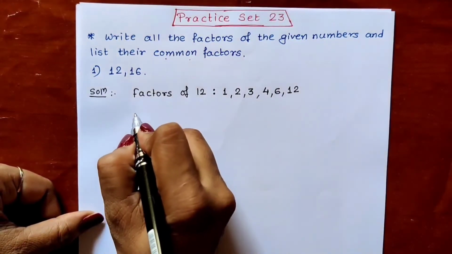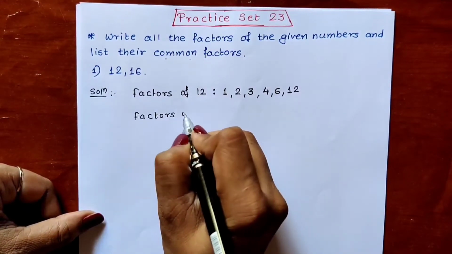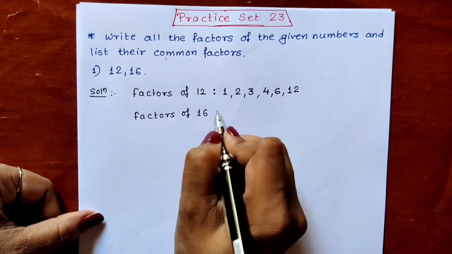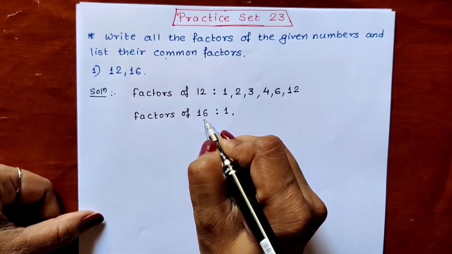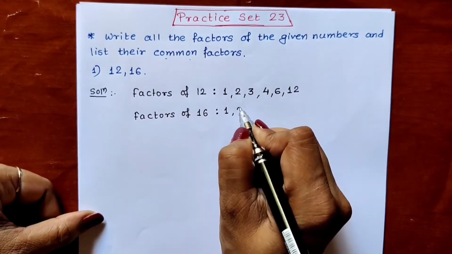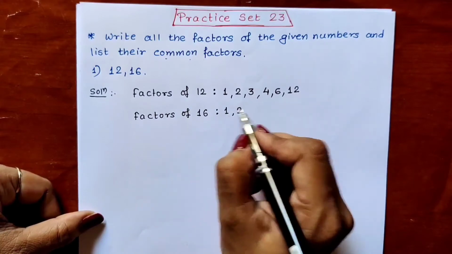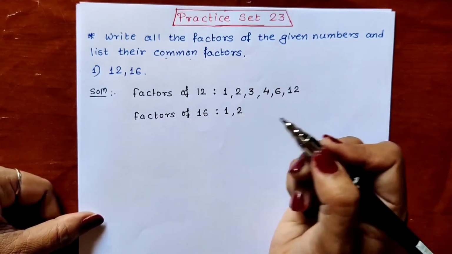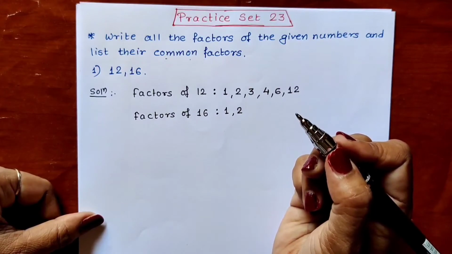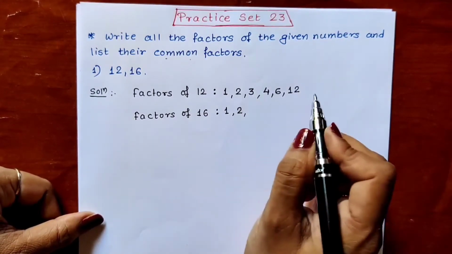Now write the factors of 16. Again 1 is the factor. Then 6 is in the unit place, that means it is divisible by 2. 6 plus 1 is 7. That means it is not divisible by 3. It is not there in the table of 3. If you say the table of 3 also, you will get to know that 16 is not there in the table of 3, and that's why it is not divisible by 3.